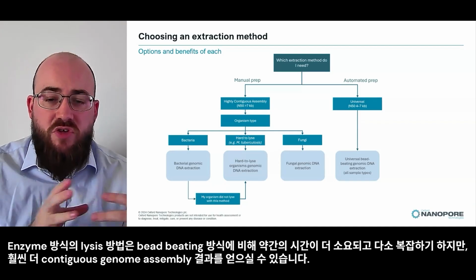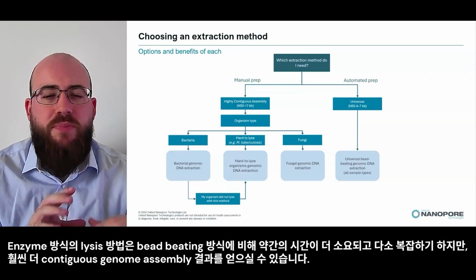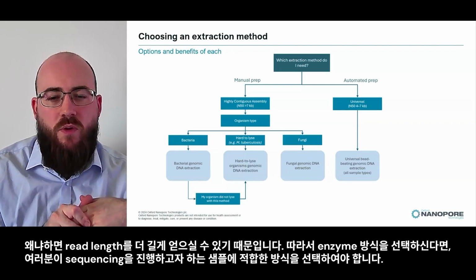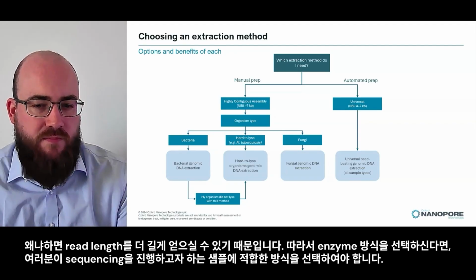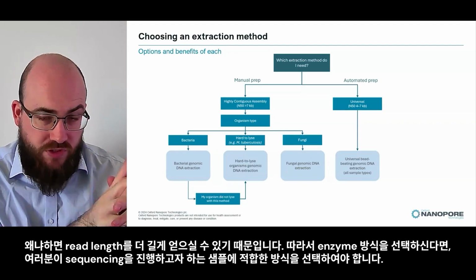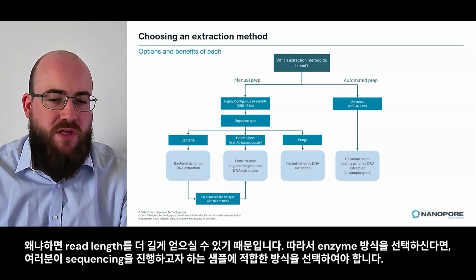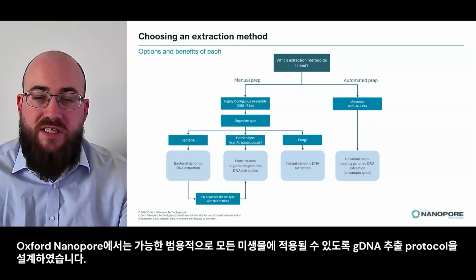So these are a little more time consuming, a little more complex, but they will give you more highly contiguous assemblies. We will be getting slightly longer reads out of them. So if you choose to go enzymatic, we're going to have to pick which method's going to be best for you. Now, we have tried to keep it mostly universal.